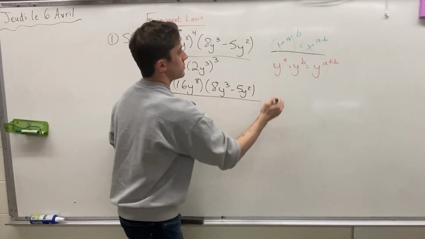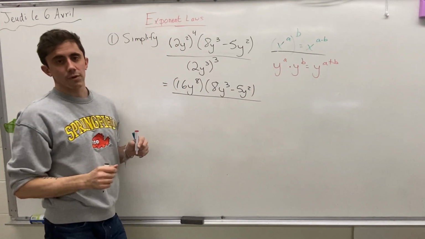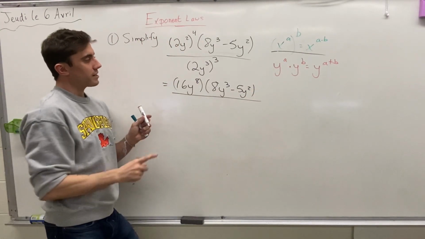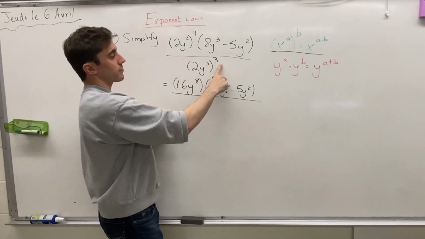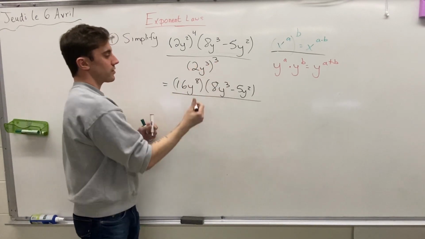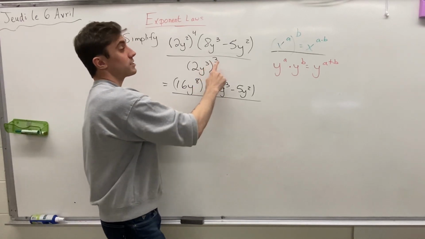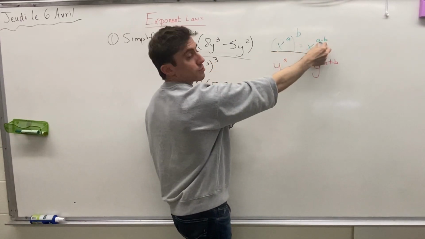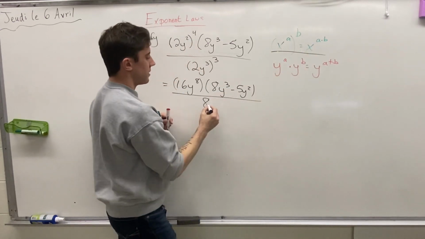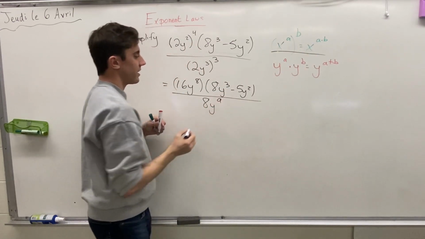And then we can use this first exponent law again to simplify our denominator. So we have 2y cubed all to the power of 3. So the power of 3 hits the 2 first. 2 cubed is 8. And y to the power of 3 to the power of 3, we can multiply the two 3's and we get y to the power of 9.